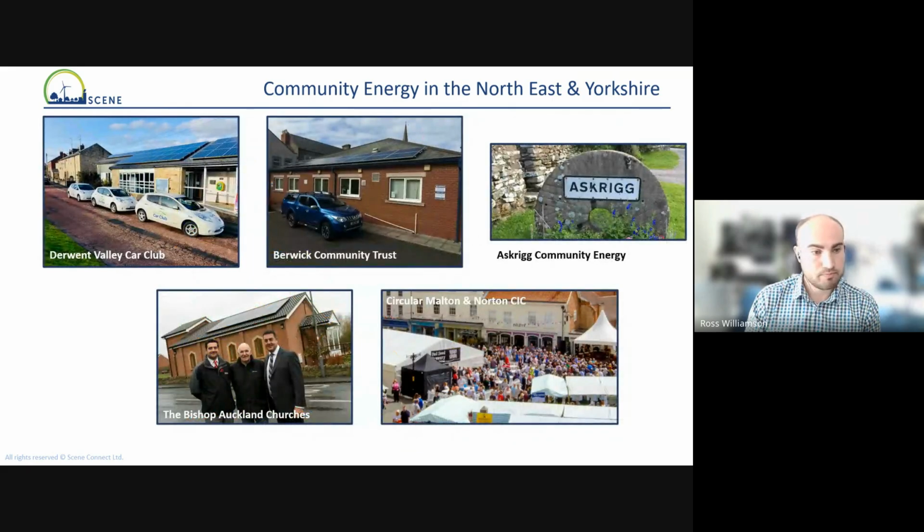Next slide, please. There's a range of current examples in the North East, and here I'll just highlight what community energy can look like. For example, the Derwent Valley has a community-owned car club, with solar panels and charging points powered by community-owned energy. There's the Berwick Community Trust, which has put solar PV panels onto schools and a sports centre. Ascrig have done an options appraisal and appointed local energy ambassadors to give direct advice to the community. Circular Molten are looking at an anaerobic digester, which turns waste into biogas.